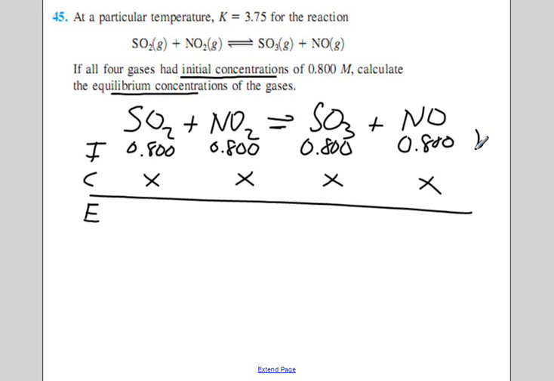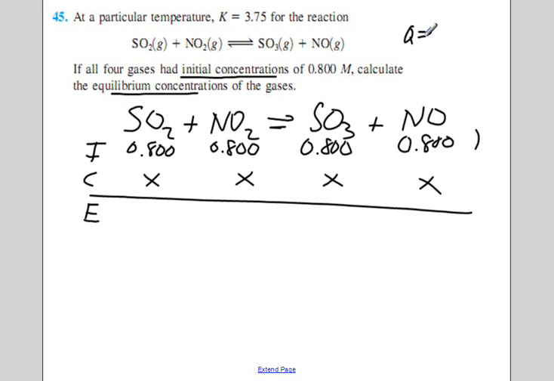How do we determine whether a reaction shifts forwards or backwards? Find Q. We calculate the reaction quotient. We calculate Q. And Q is calculated the same way as K. So let's do that. I'm not going to do it underneath. I'm going to do it up here. Q is calculated the same way that we calculate K.